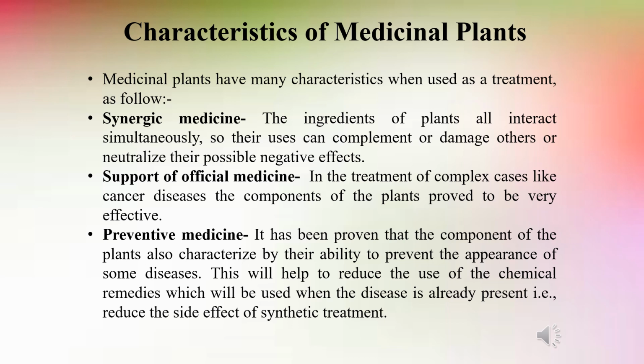Then the support of official medicine. In the treatment of complex cases like cancer diseases, the components of the plants prove to be very effective. And the preventive medicine, it has been proven that the component of the plants also characterized by their ability to prevent the appearance of some diseases, and this will help to reduce the use of the chemical remedies which will be used when the disease is already present, that is reduce the side effect of synthetic treatment.